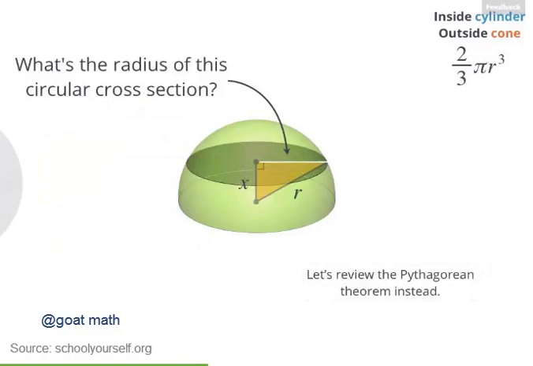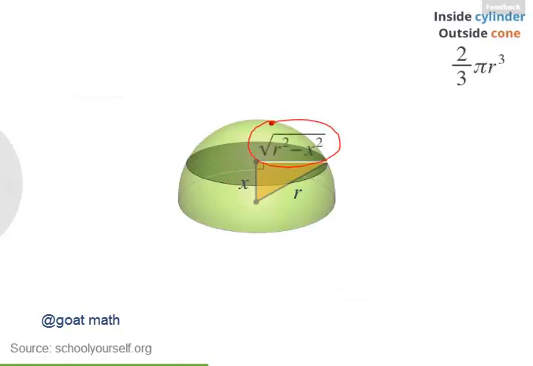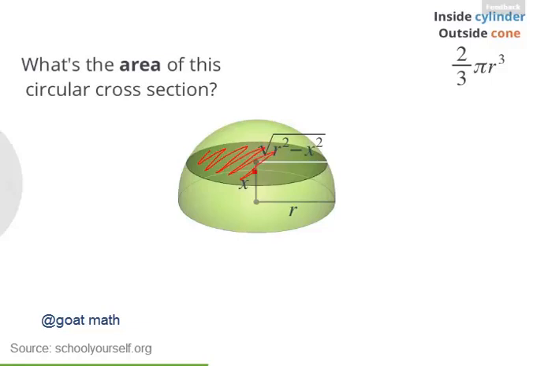Very well done. The radius of our circular cross-section that's a height x above the base of the hemisphere is the square root of r squared minus x squared. Now, what's the area of this circular cross-section in terms of r and x?